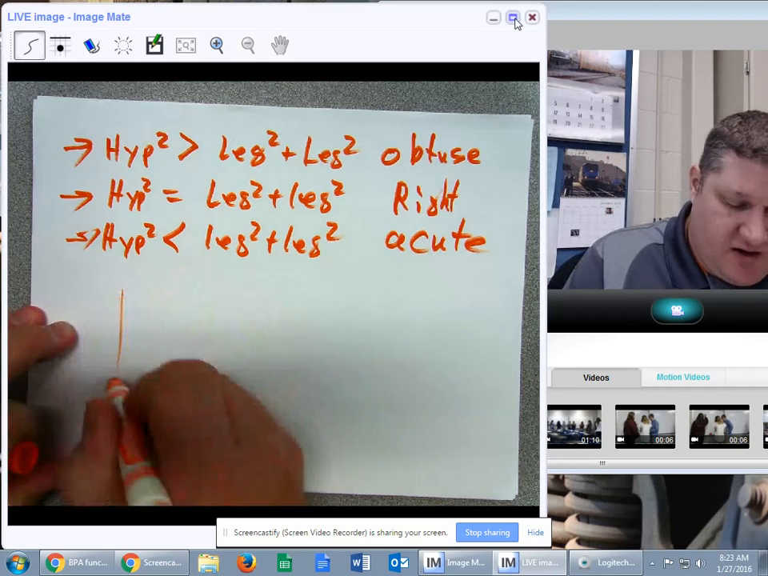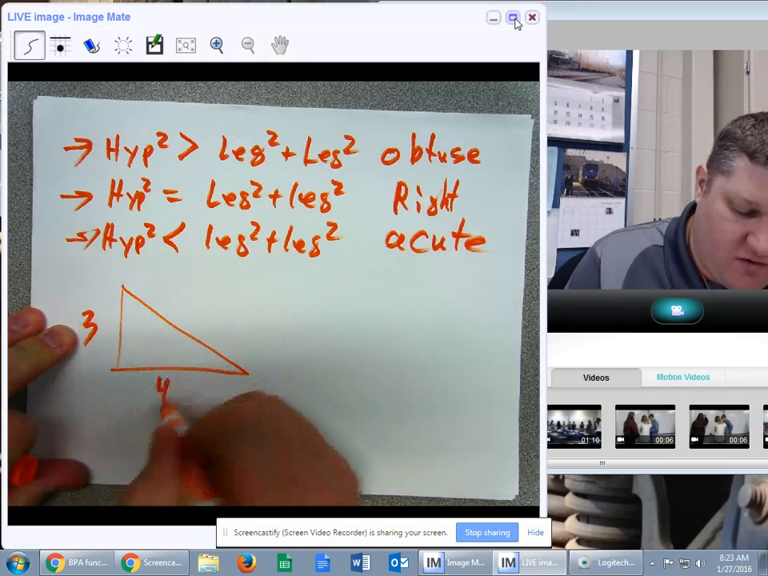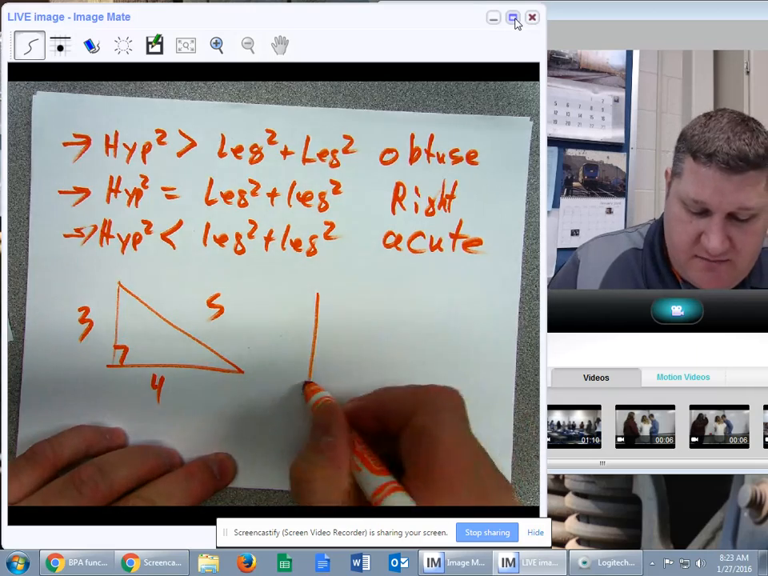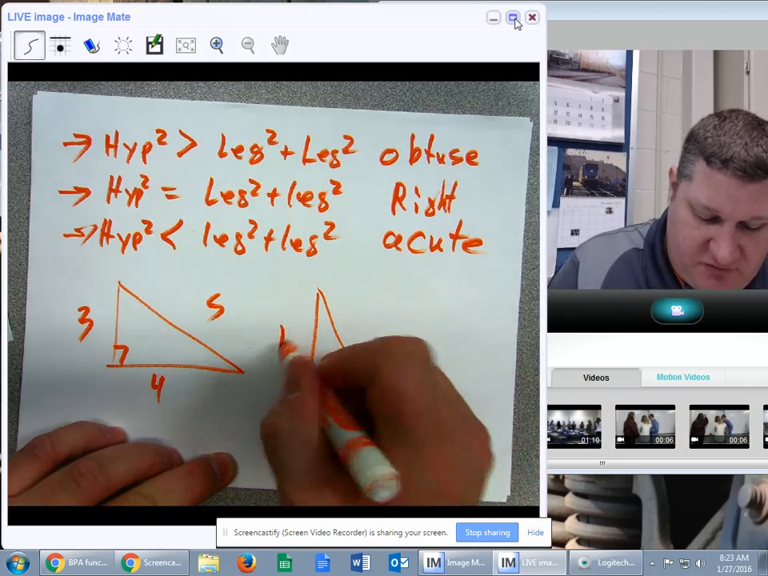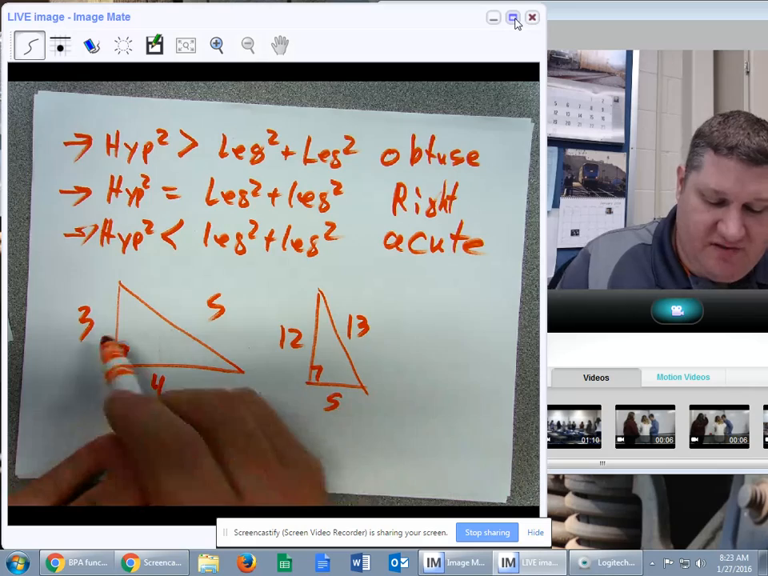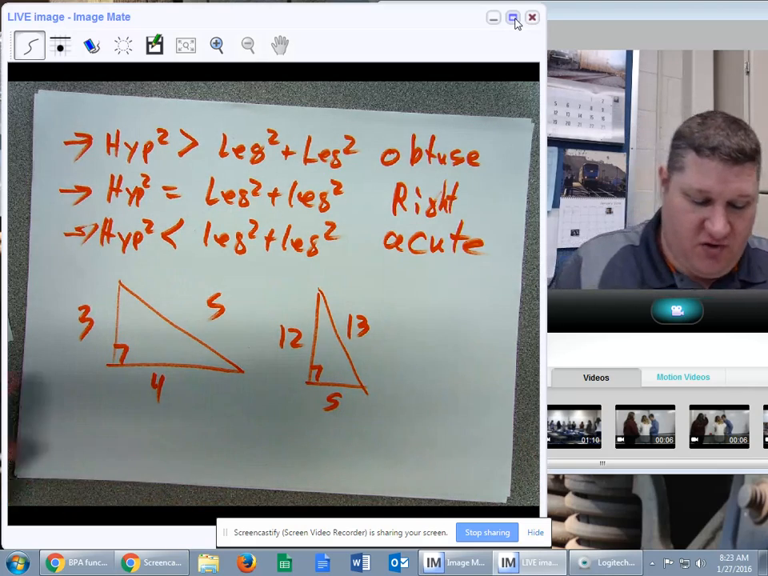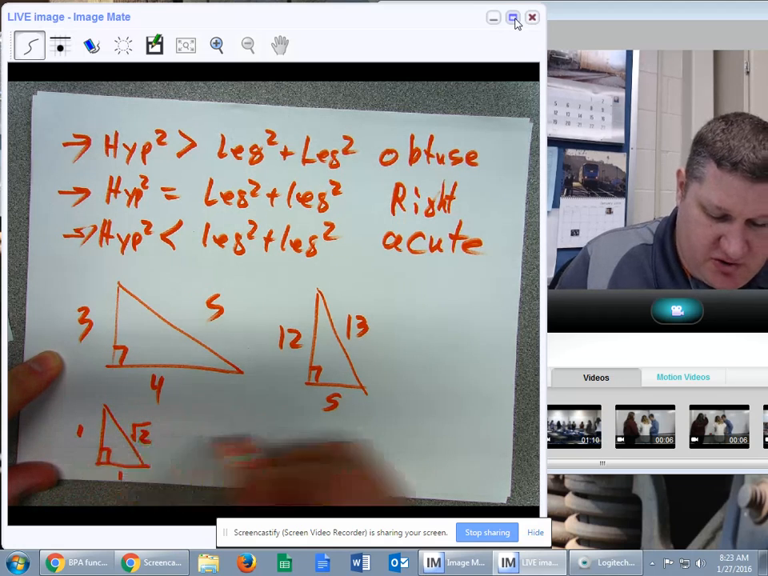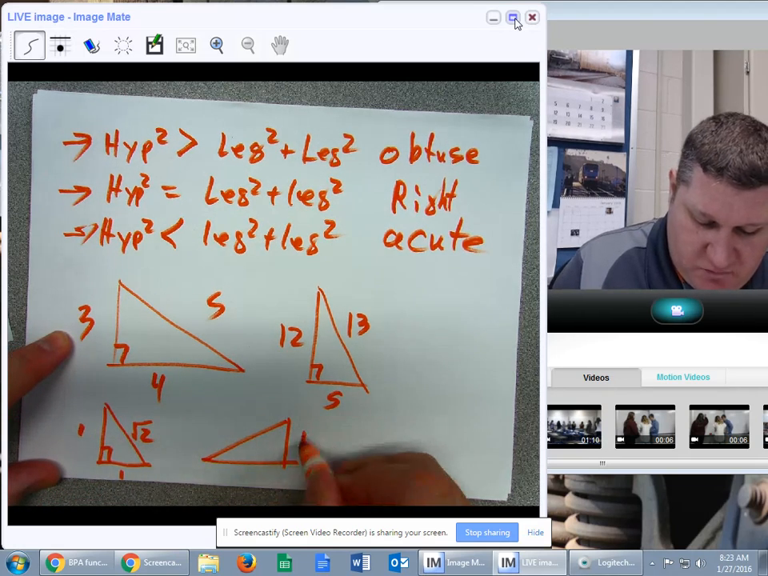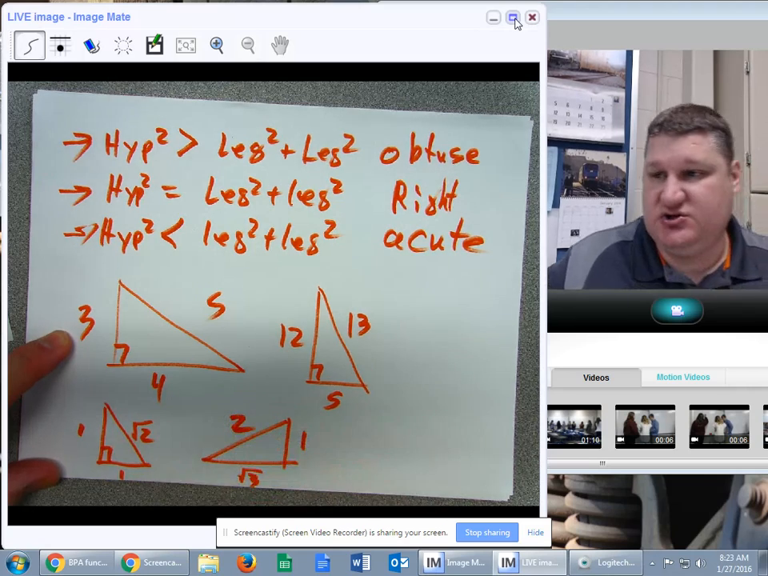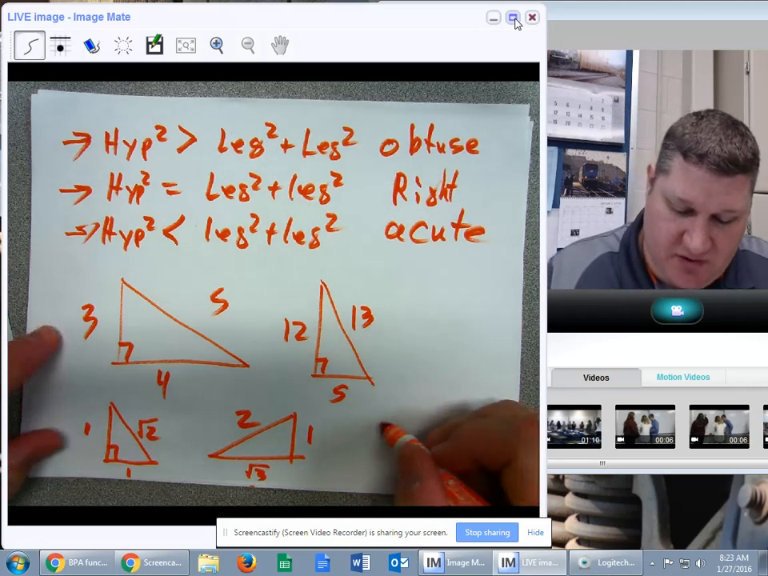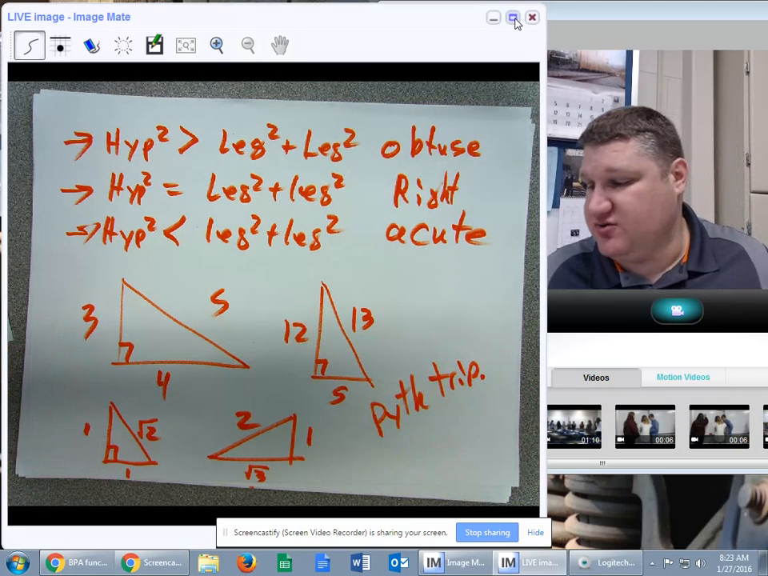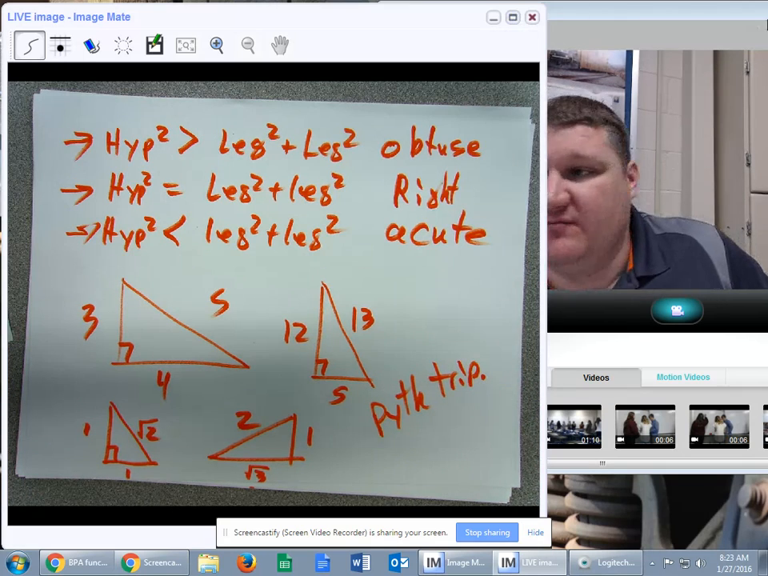By the way, a couple things you might want to memorize. 3, 4, 5 is a Pythagorean triple. Another one is 5, 12, 13. These combinations happen over and over and over again, as do 1, 1, square root of 2, as does 1, root 3, and 2. All of these are special, and they're called Pythagorean triples. So, Pythagorean triples. With that, you should have enough information to do your homework.